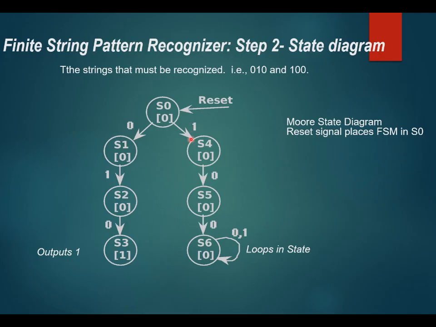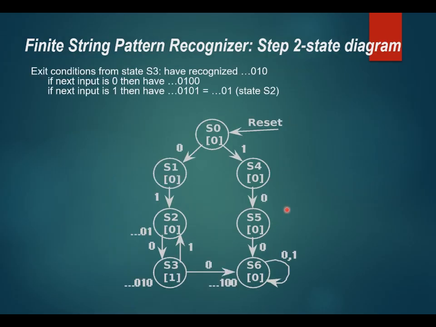After 1, 0, 0 is detected, there is a forever loop in S6. That means after the stop pattern 1, 0, 0 is detected by the FSM, it will stop doing the job of detecting 0, 1, 0. That's why it loops here forever until somebody resets the system. So the state diagram is not finished there. The state diagram must be made complete.